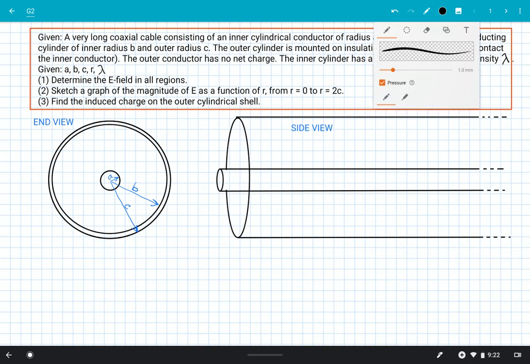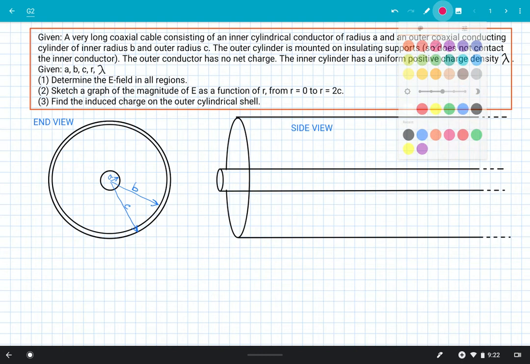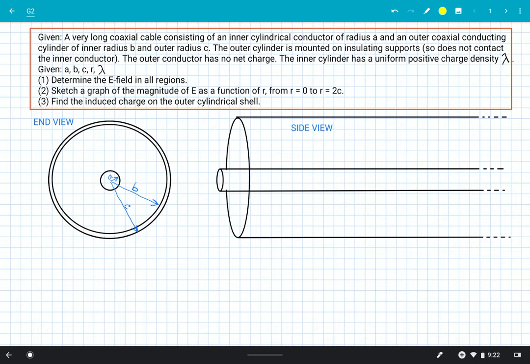We have a coaxial cable. Both of the pieces of this coax cable are cylindrical, so notice that. We have an inner cylindrical conductor here, and then we have an outer one. It's coaxial, which means the axes line up, right? Outer conducting cylinder there. It's a pretty thin conducting cylinder, the outer one. They don't touch each other, so just assume it's mounted on some kind of insulating supports. The outer conductor has no net charge, and the inner cylinder has some uniform lambda.